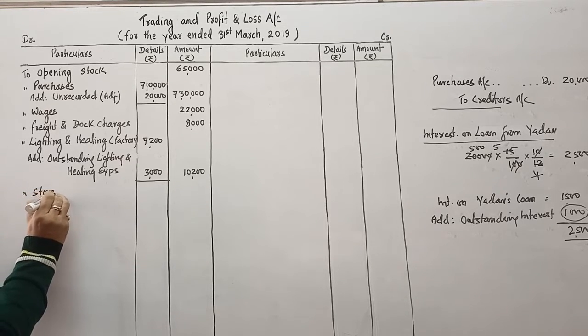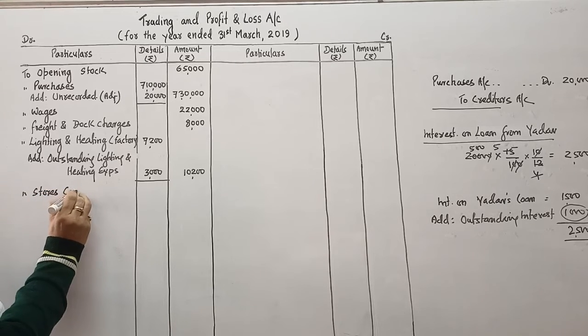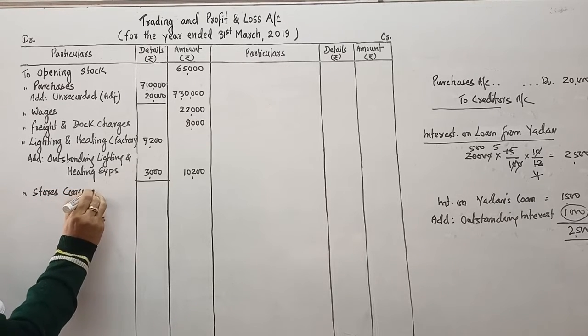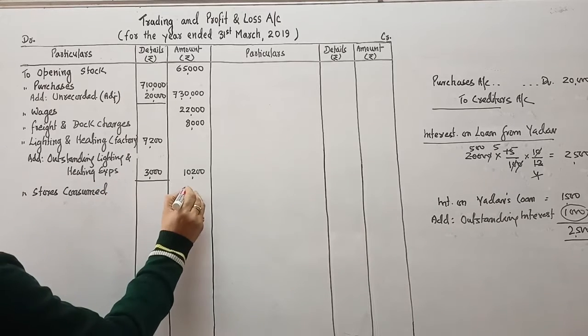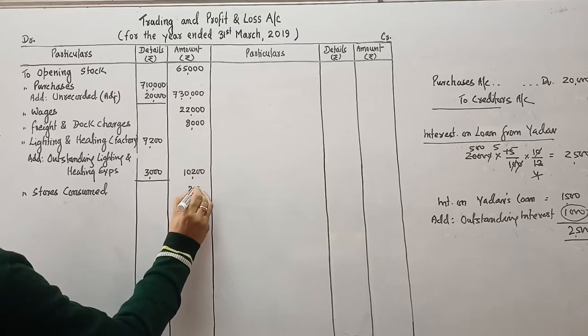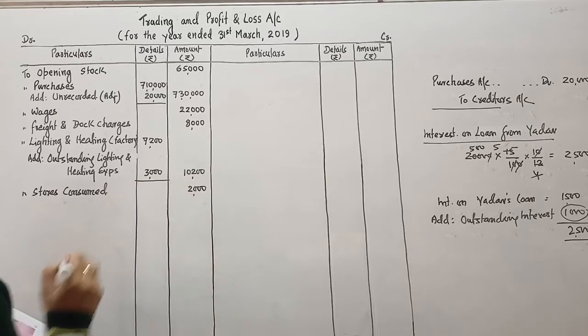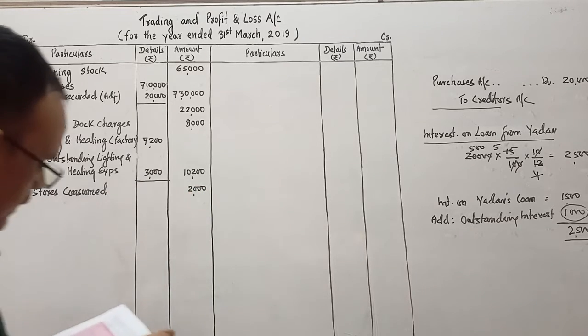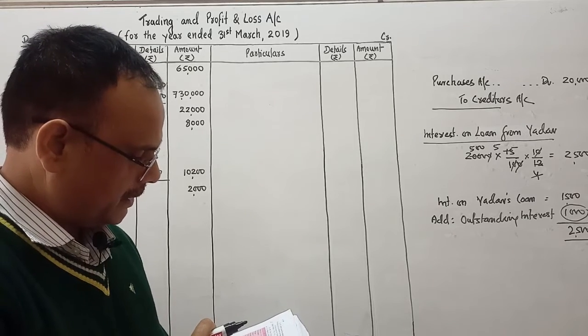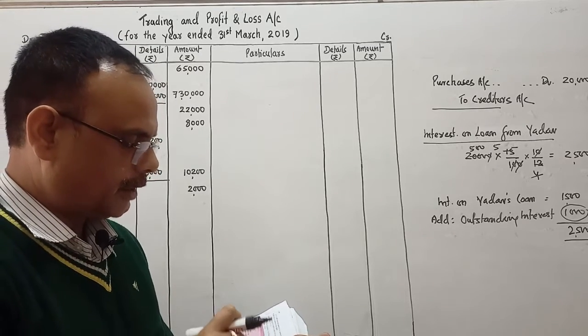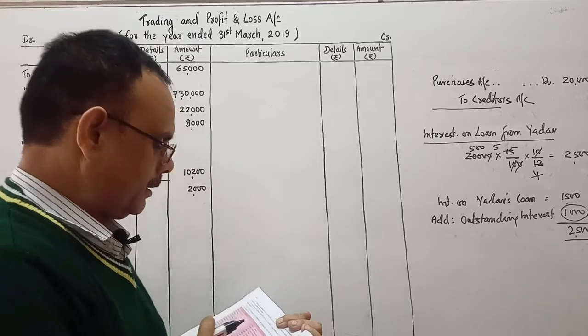Thereafter, next is stores consumed. Stores consumed is a direct expense. Stores consumed is 2,000. After that you see, is there any direct expense on the debit side of the trial balance? No other. Now come to the credit side.